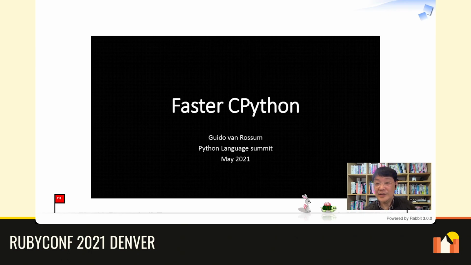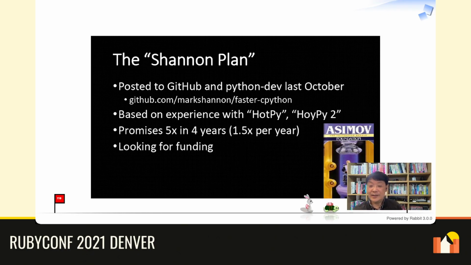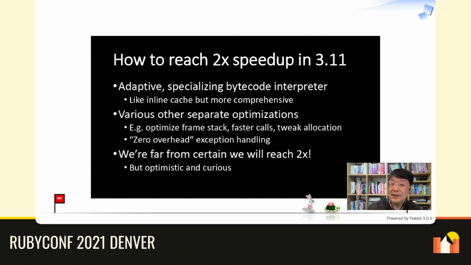May this year, in the Python Language Summit conference, the creator of the Python language, Guido van Rossum, declared they will work on the faster CPython. And then they started working on the Shannon plan. They try to make Python 3.11 2 times faster.